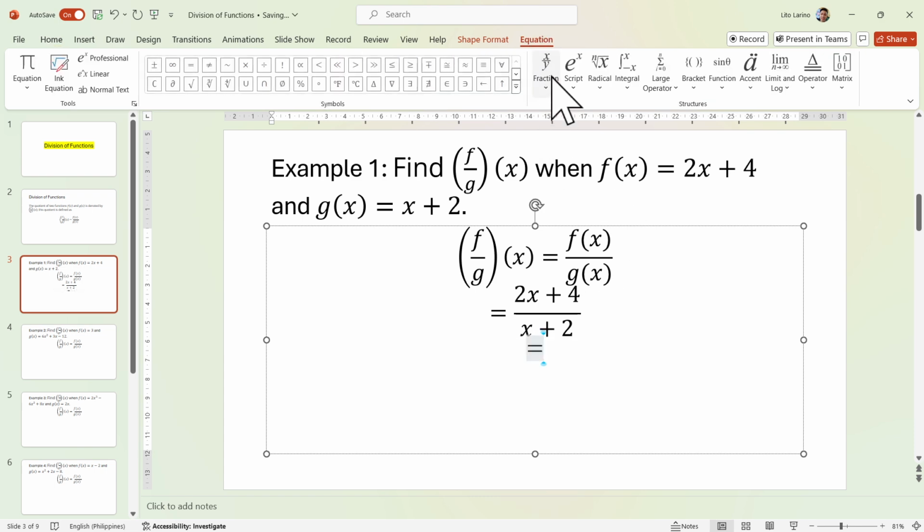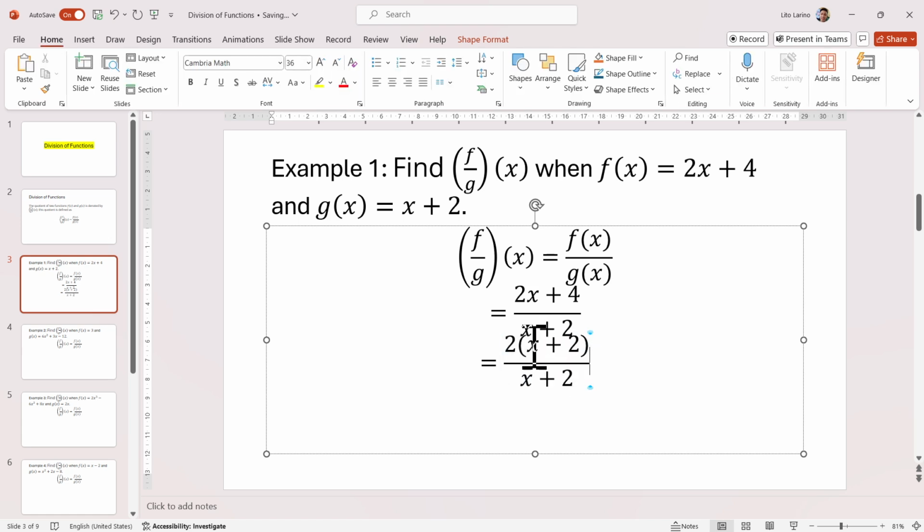We have 2x plus 4. We have a common monomial factor, which is 2, multiplied by 2x divided by 2 is x, plus 4 divided by 2 is 2. There you have it. We have 2 times x plus 2 is the factored form of 2x plus 4. Let's check. 2 times x is 2x plus 2 times 2 is 4. That's correct. Then we have our denominator x plus 2.